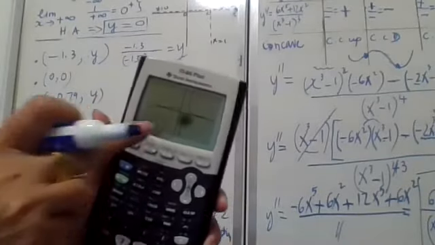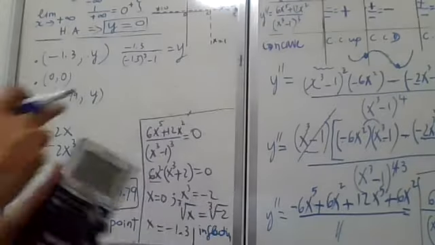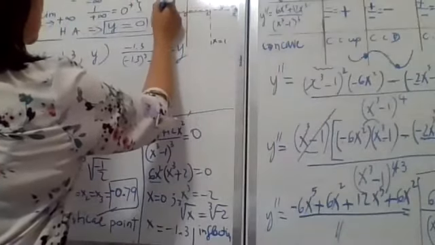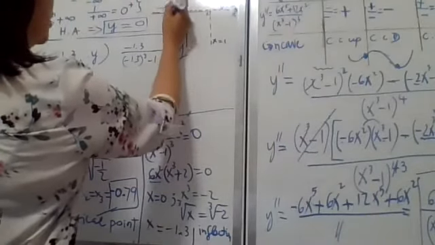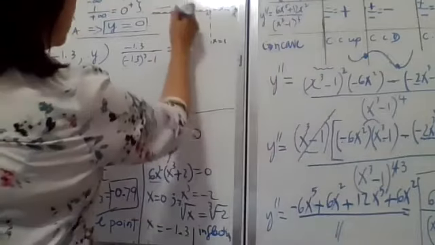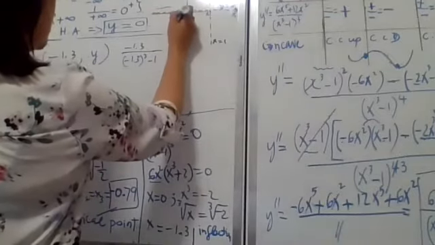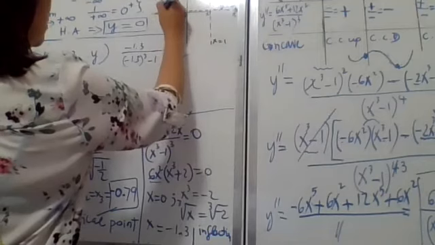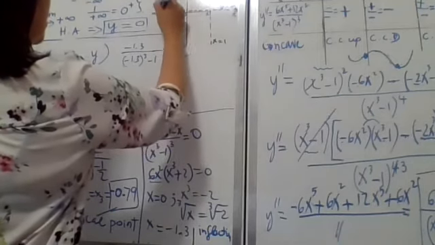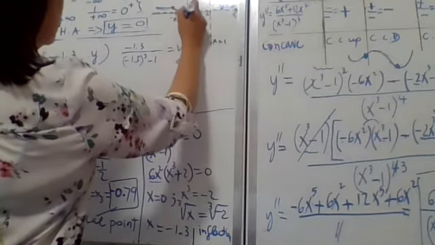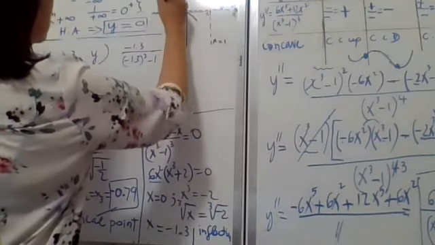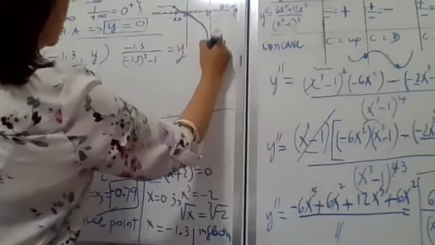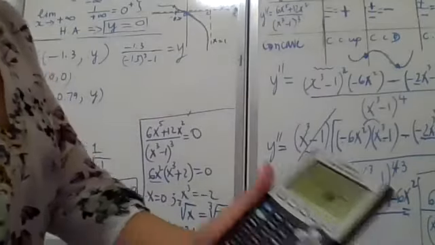So here the function crosses 0, 0, and there's the inflection point and it goes down here. This is concave up, and then at about -0.79, there is the inflection point going on here. So concave up becomes concave down, go to this one, something like that, and then go down like this.